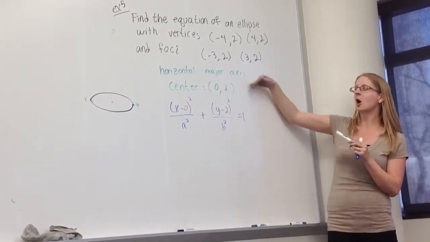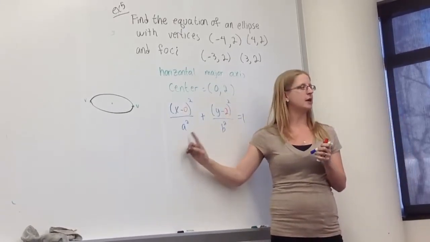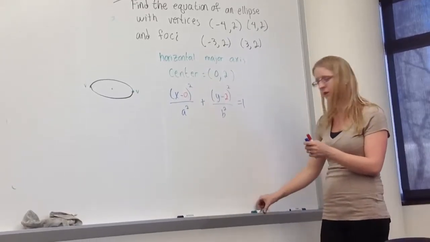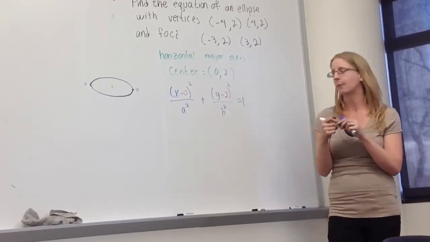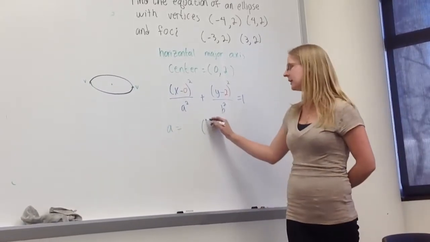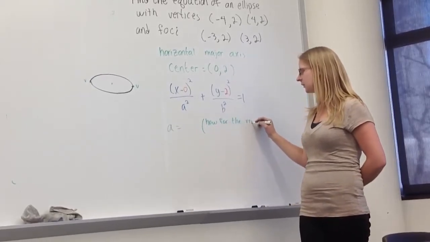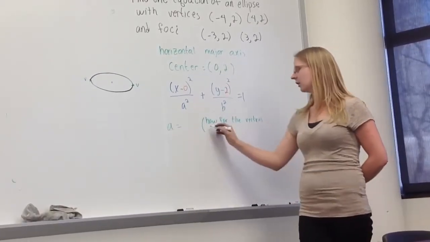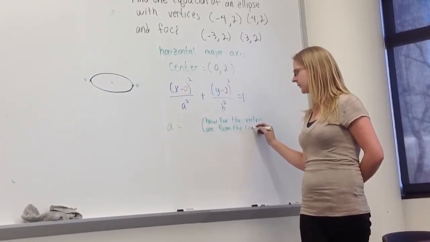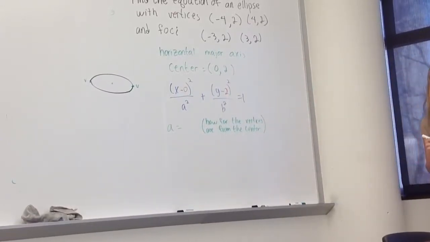What else do I know? I know that this is a horizontal major axis, right? So that means the bigger number is going to have to be underneath the x. So how far do I know that a value is? Here's something I want you guys to have written down, this sentence that will help you later on. I'm going to write this down, and I want you to write it down as well. A is how far the vertices are from the center. That is something that we should have written down to remember.